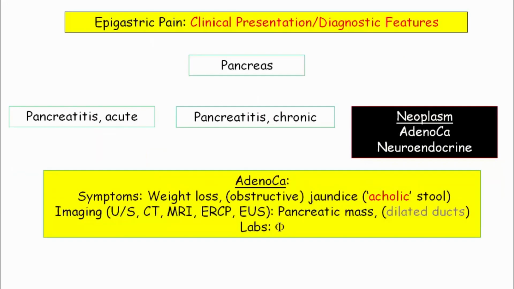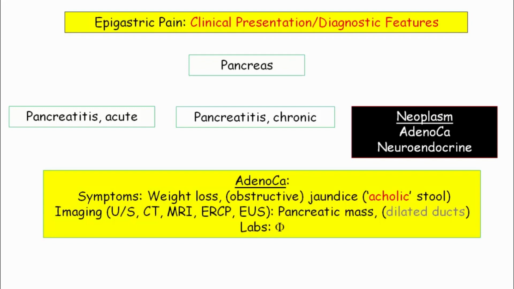As for pancreatic neoplasm, we'll again start with adenocarcinoma. These patients are described with epigastric pain, weight loss, and/or obstructive jaundice. How will you know it is obstructive? Pay attention to the description of the stool. It will be described as clay-colored or acholic. That is, bilirubin is not making its way to the intestine to give the stool its characteristic brownish color.